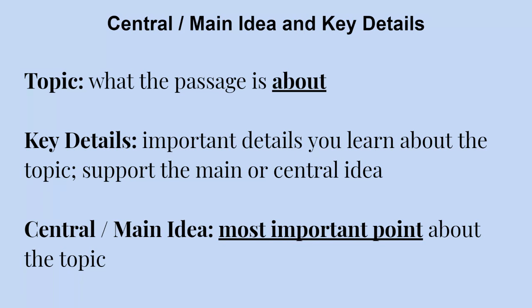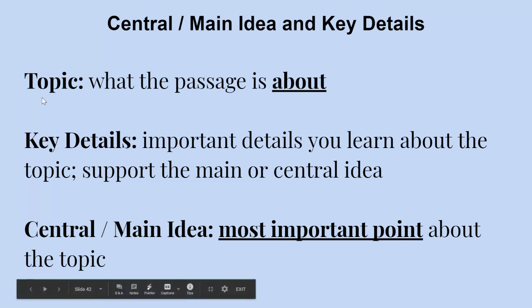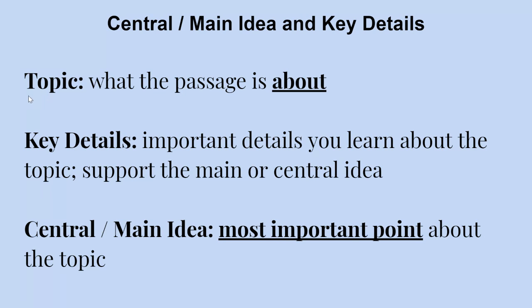Today we're going to continue working on identifying the topic, key details, and central or main idea in a passage. A topic is the one or two words that tell us what the passage is about. From there, we have our key details, which are the important details that we learn about the topic. These are the details that we find out as we are reading, that we learn about whatever the topic is. These key details support the main or the central idea. The central or main idea is the most important point about the topic that the author wants us to know.